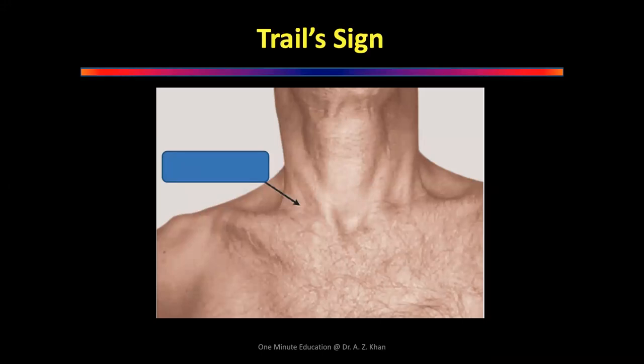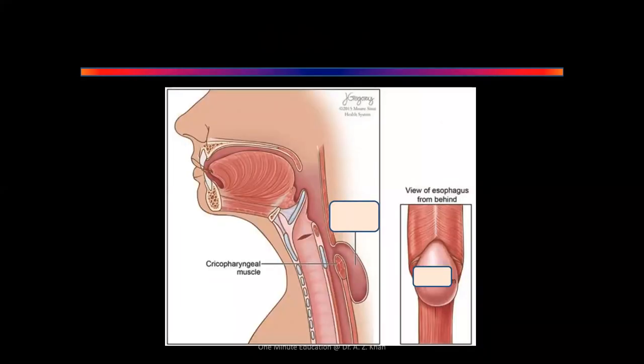Why do you get the trail sign? Because of the tracheal deviation to the same side. Deviation of the trachea. Okay, so this is trail sign seen in deviation of the trachea. Prominent sternocleidomastoid and absence in the jugular notch. You feel in the jugular notch and you won't feel the trachea because the trachea has moved away to the side of the pathology.